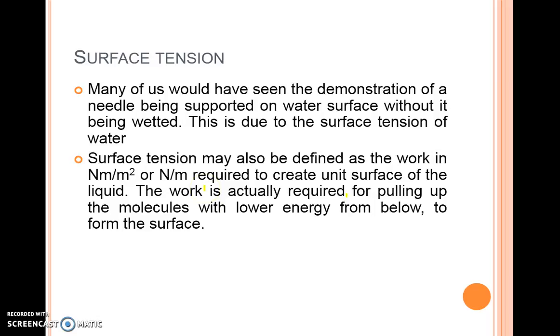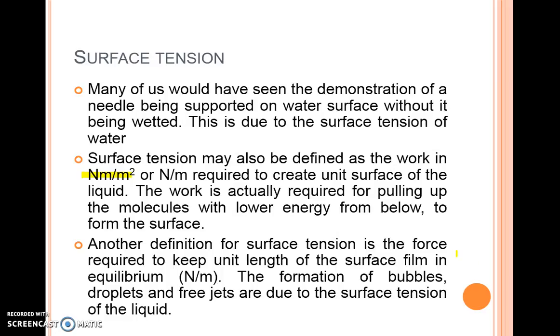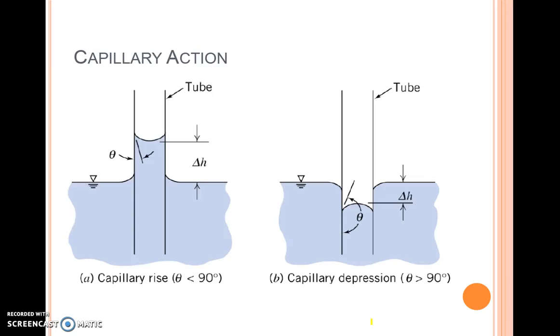Then surface tension is defined as the work required to create unit surface of the liquid, in Newton meter per meter square or Newton meter. The work is actually required for pulling up the molecules with lower energy from the surface. Another definition is the surface force required to keep unit length of the surface film in equilibrium. It is important. The formation of bubbles, droplets and free jets are due to the surface tension of the liquid.